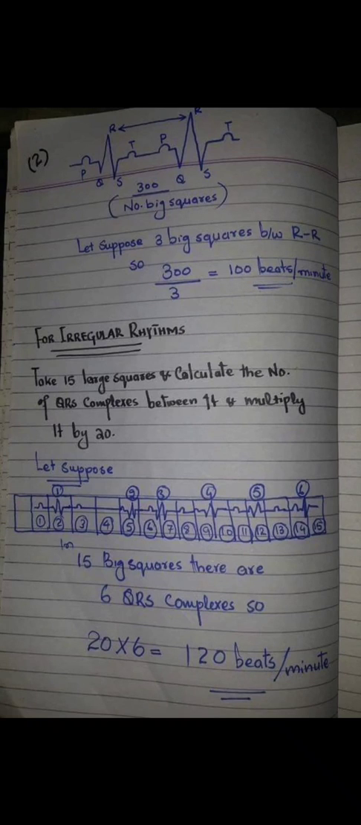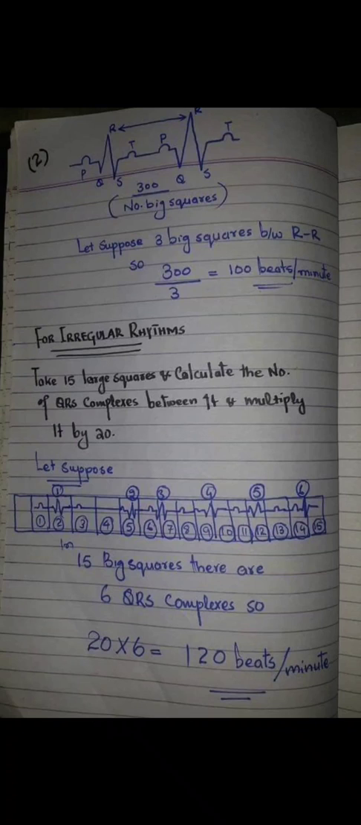For irregular rhythm, if a patient has an irregular rhythm, then you should take 15 big squares and count the R waves in these 15 big squares. Let's suppose there are 1, 2, 3, 4, 5, 6, 7, 8, 9, 10, 11, 12, 13, 14, 15 big squares, and now count the R waves in these 15 big squares. So 1, 2, 3, 4, 5, 6 R waves are there.